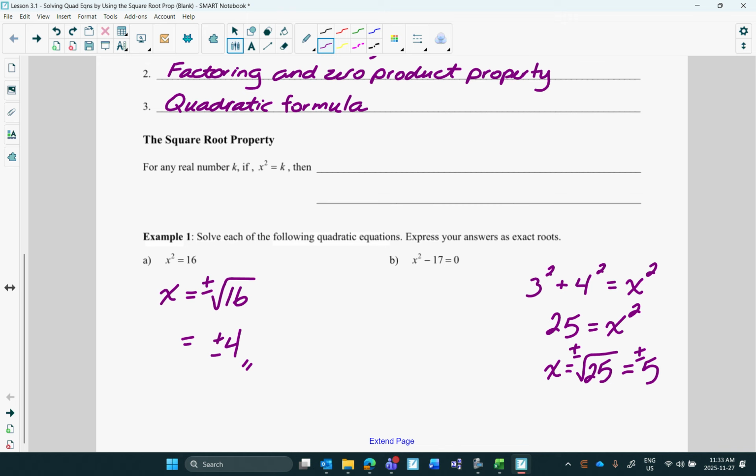Okay, so if x squared is equal to some number k, then x will always equal the positive and negative square root of k. Or one of your answers will be positive square root k, and the other answer will have a negative in front of it. So just like we did here, now when you're solving these equations, don't just go square root 16, go plus minus square root 16.